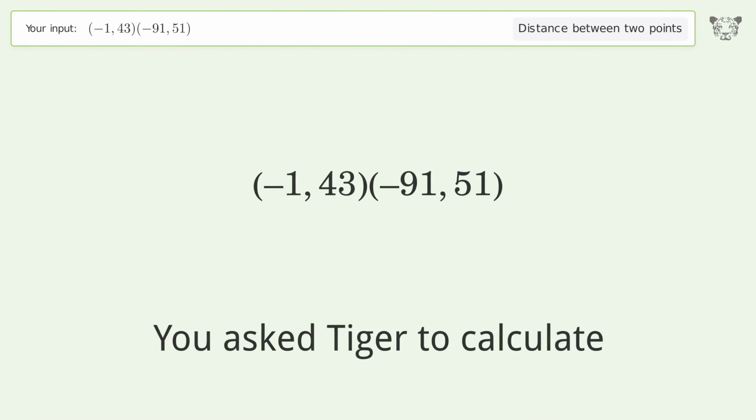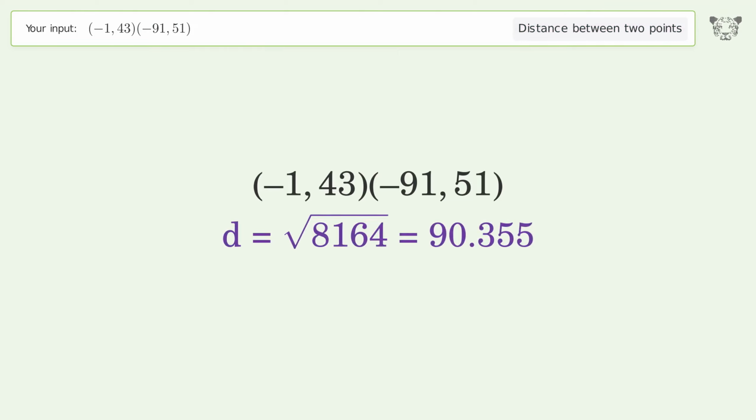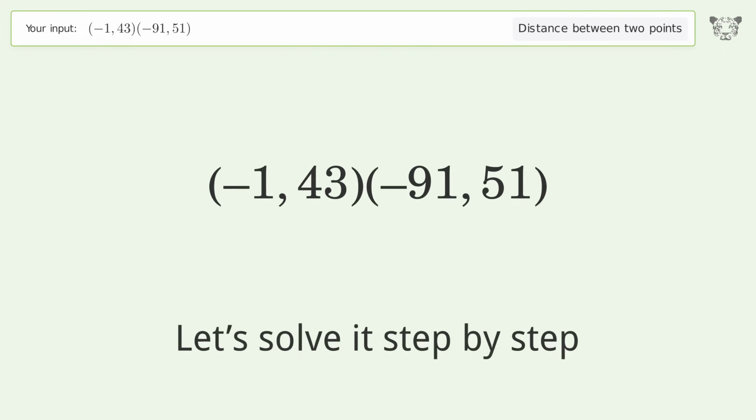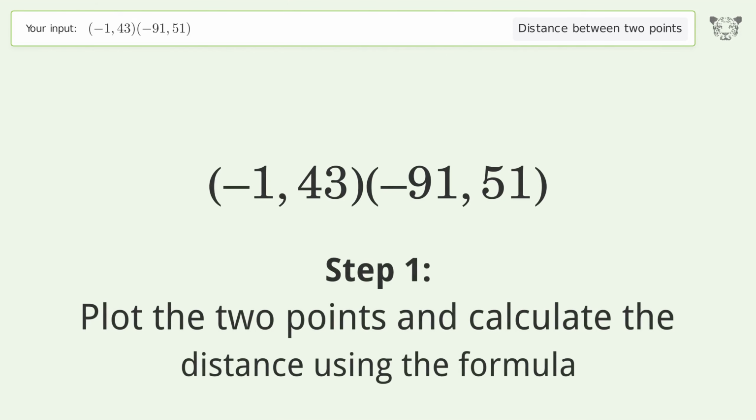You ask Tiger to calculate. This deals with the distance between 2 points. The distance between the 2 points is the square root of 8,164, or 90.355. Let's solve it step by step. Plot the 2 points and calculate the distance using the formula.